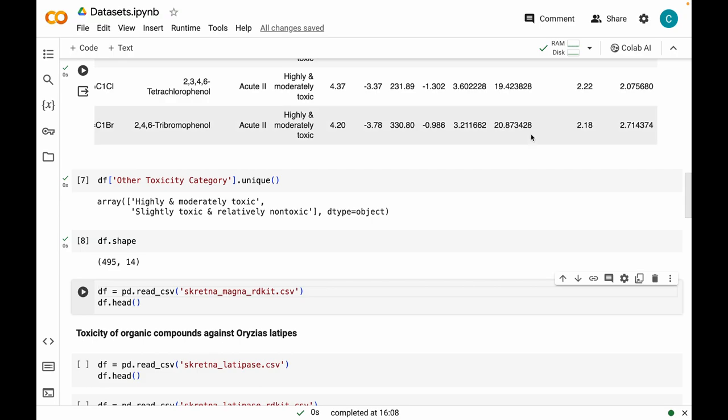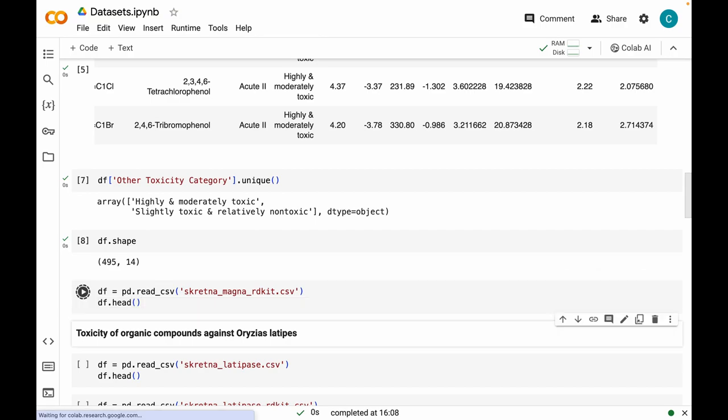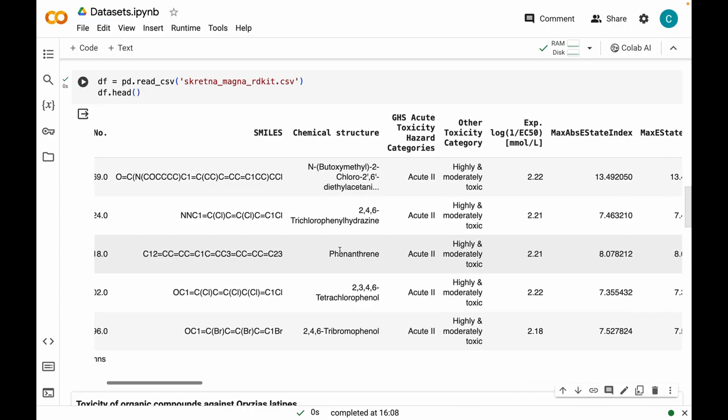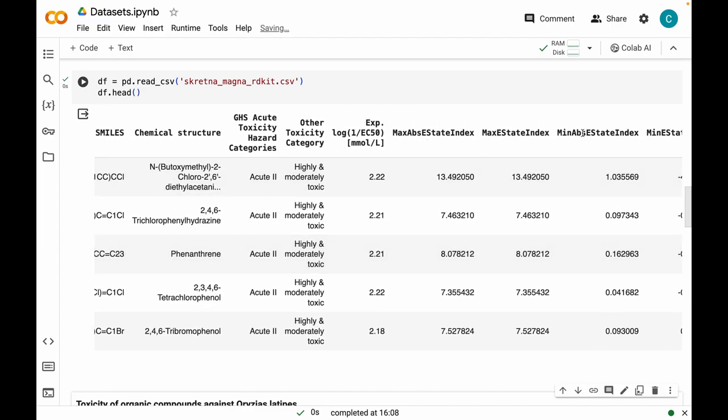Now, again, I have gone ahead and calculated the RDKit descriptors as well, and those have been stored in the daphnia_magna_RDKit CSV file. So let's just run this. So in this data set, apart from all the columns which I showed you above, we have the RDKit descriptors. And you can use these descriptors for regression problems where you can take this as your target, or for classification where you can take either of these.